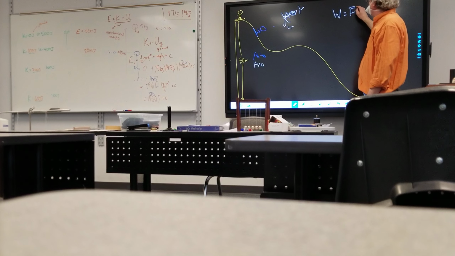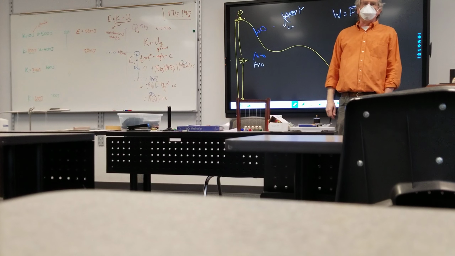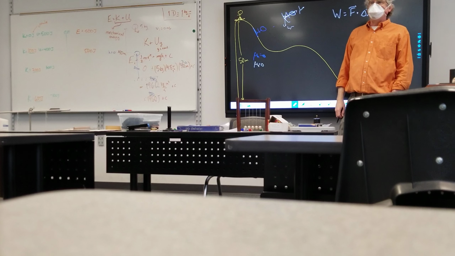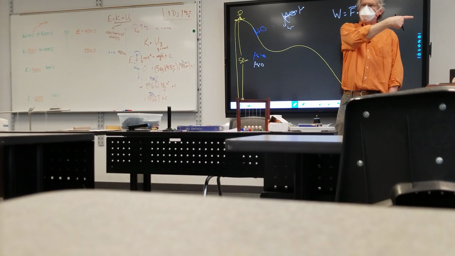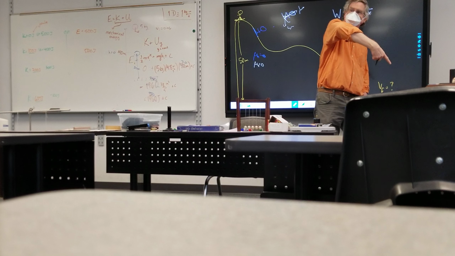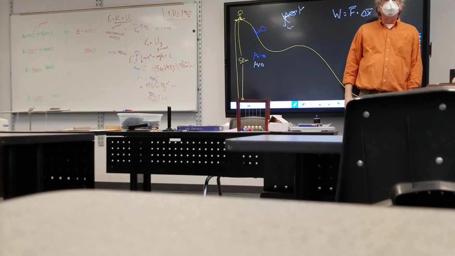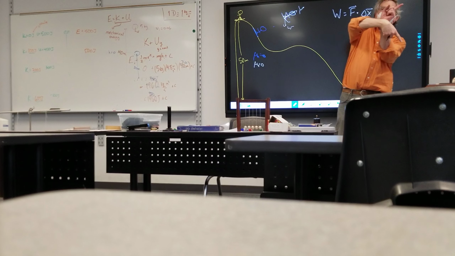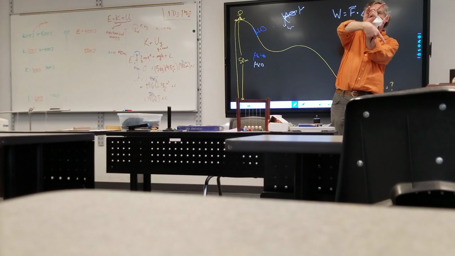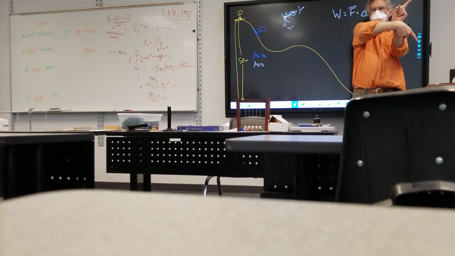Work is force times displacement, dot product. At this point, in which direction is he moving? Down. All right, he's moving that way. Which way is the normal force? So we've got normal force and displacement perpendicular to each other. So what is the dot product of things that are perpendicular to each other?